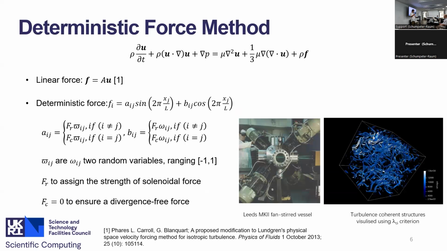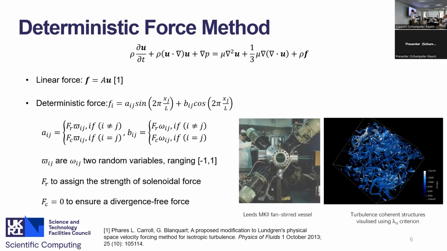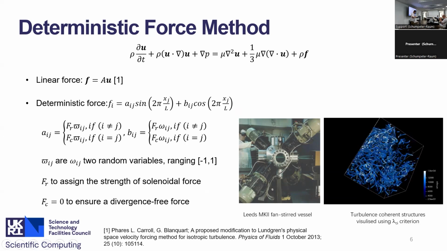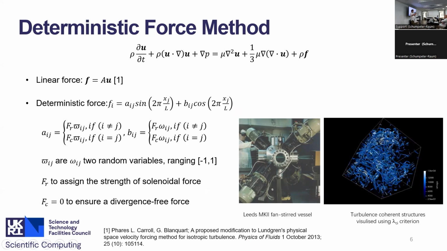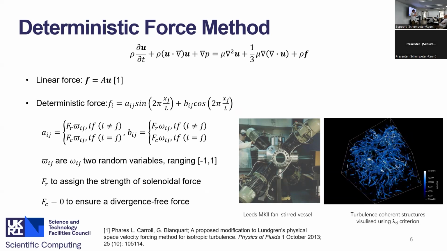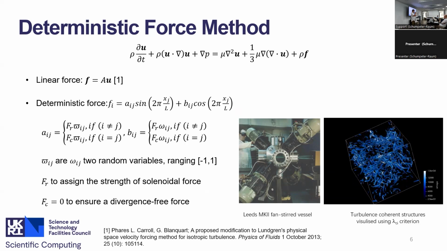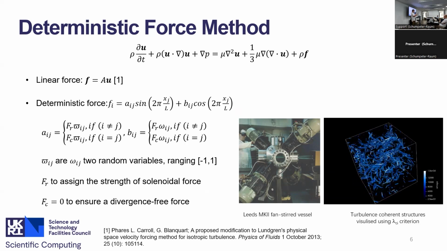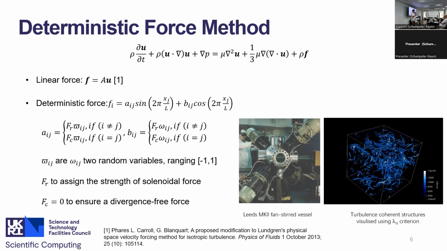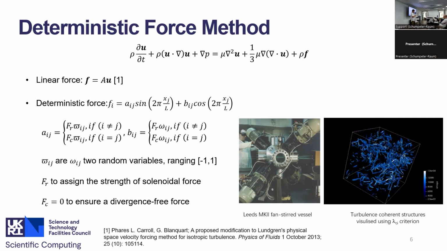For this case, we are trying to reproduce the experiment done at Leeds University. This is the Leeds MK2 fan vessel. It is basically a steel sphere with four fans connected to it, which use the fans to generate isotropic turbulence. Then there is an ignition in the middle, so they can study turbulence combustion interaction.